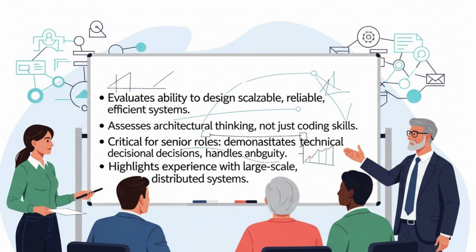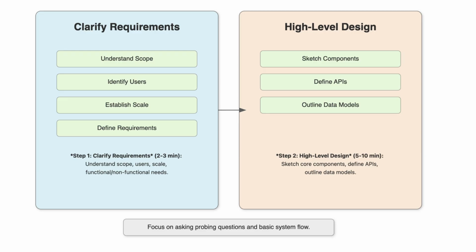Now, let's break down the 5-step framework that will guide you through any system design challenge. The first crucial step is to clarify requirements, typically taking 2 to 3 minutes. Here, you'll ask probing questions to understand the scope and constraints, identify users and their primary use cases, establish the scale in terms of users and data volume, and define both functional and non-functional requirements. This ensures you're solving the right problem.